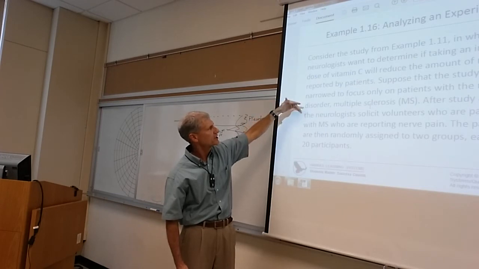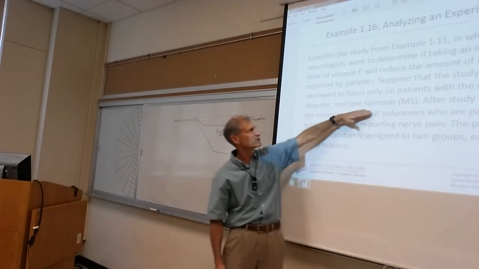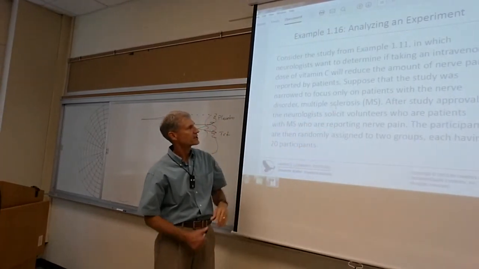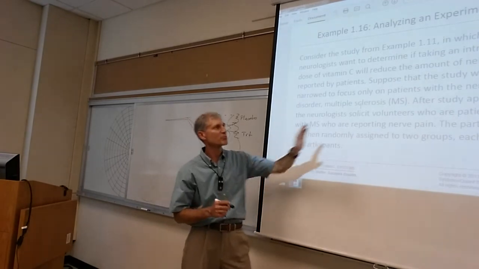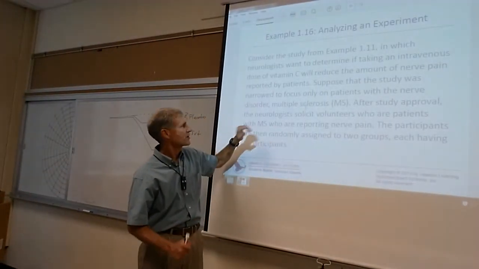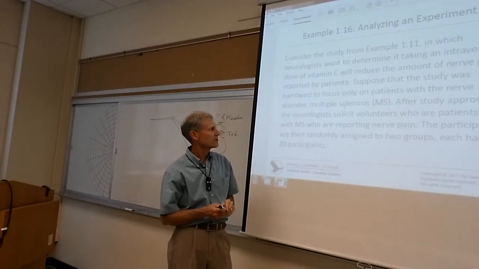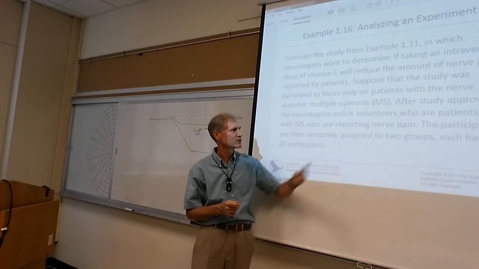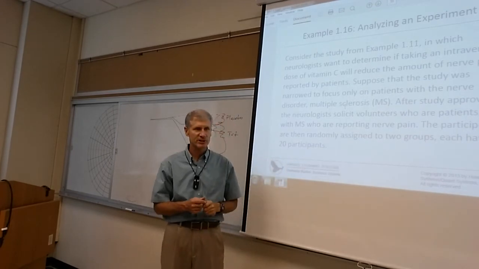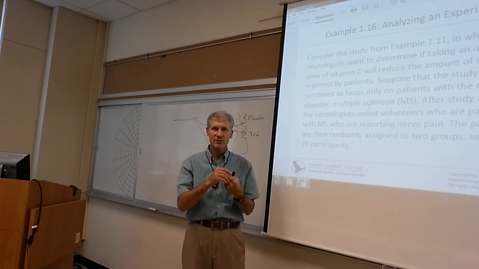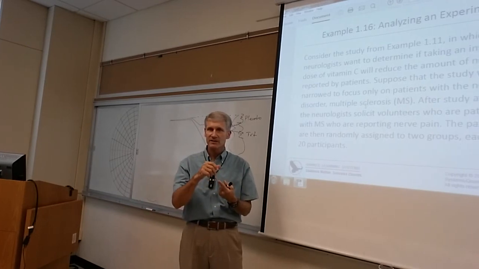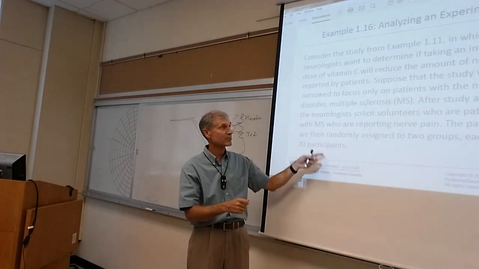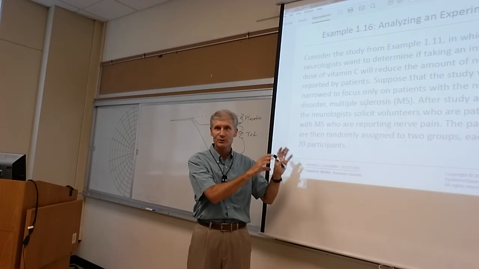Let's suppose that they're focusing on a particular nerve disorder, multiple sclerosis. Right? So we got MS patients. After study approval, the neurologists solicit volunteers who are patients with MS who are reporting nerve pain. The participants are then randomly assigned to two groups, each having 20 participants. Okay? So what do we got so far? We've got a control group and an active medication group, and we're randomly assigning. So far, so good. Those are good things.